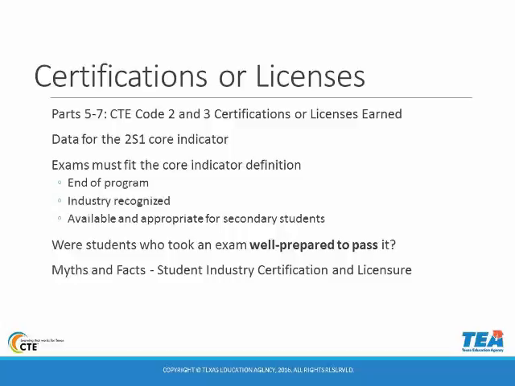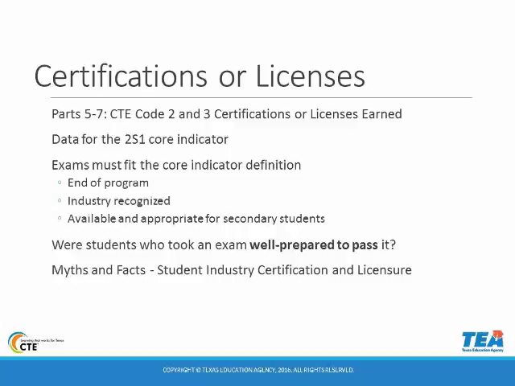So in order for an exam, a license, or a certification to appear on the Program Effectiveness Report in Part 5, it must meet these next 3 criteria. It must be an end-of-program license or certification. It must be an industry-recognized license or certification. And it must be available and appropriate for secondary students.